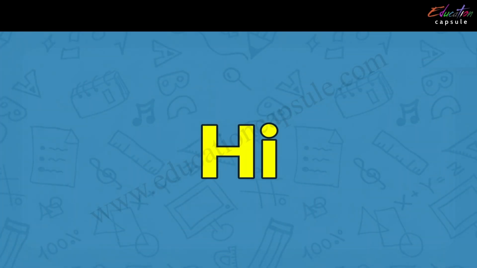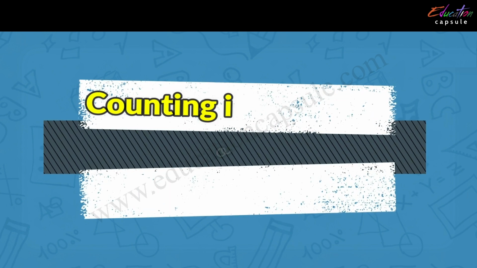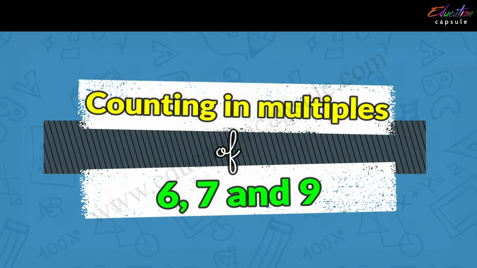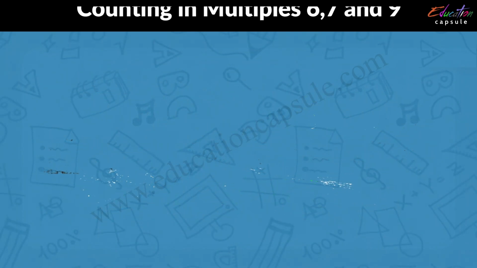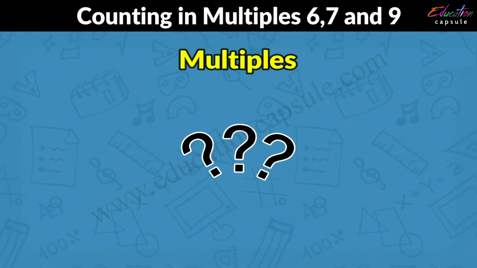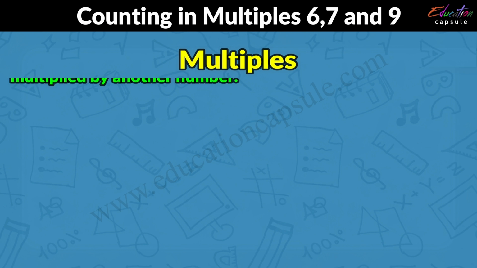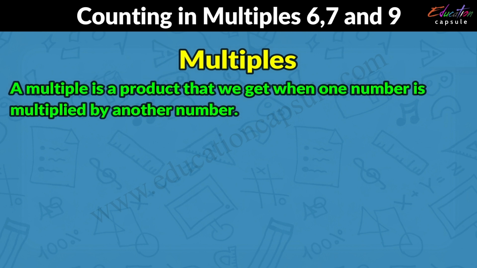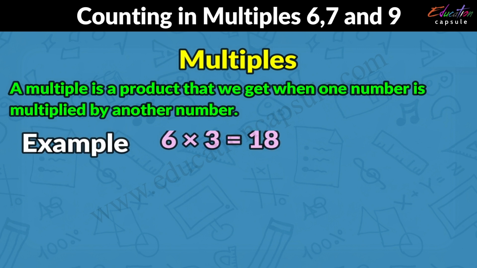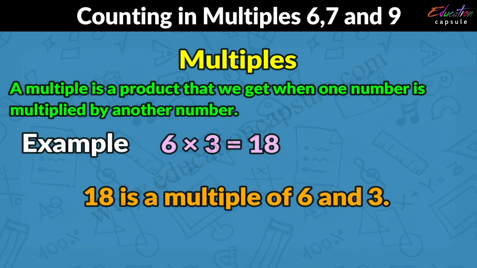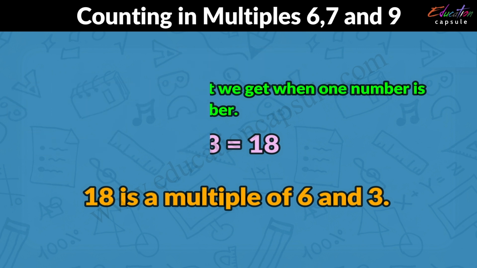Hi! Today we are going to learn about counting in multiples of 6, 7 and 9. First of all, what are multiples? A multiple is a product that we get when one number is multiplied by another number. For example, if we say 6 times 3 is equal to 18. Here, 18 is a multiple of 6 and 3.